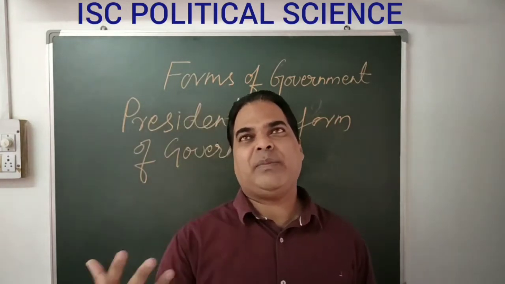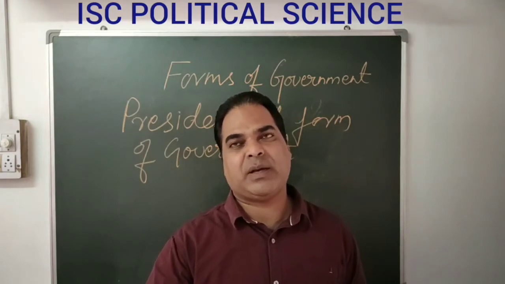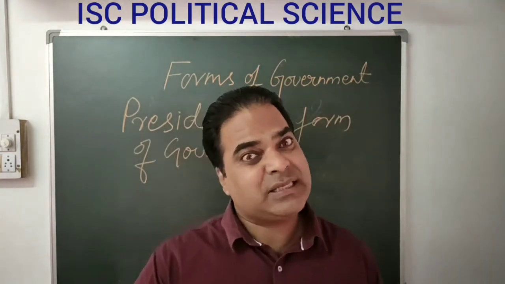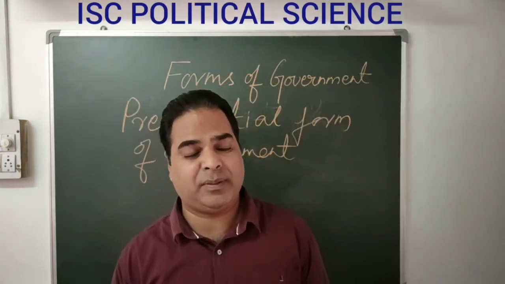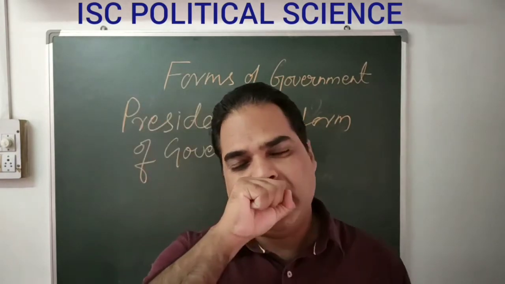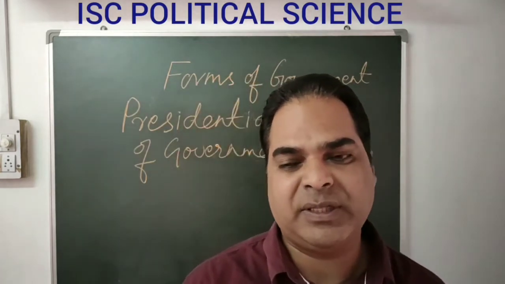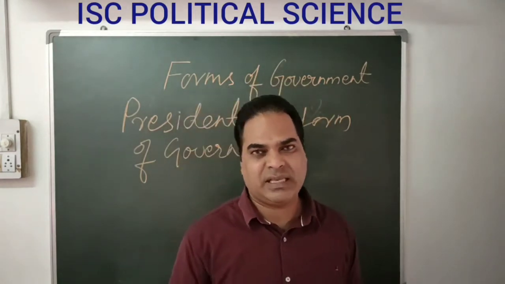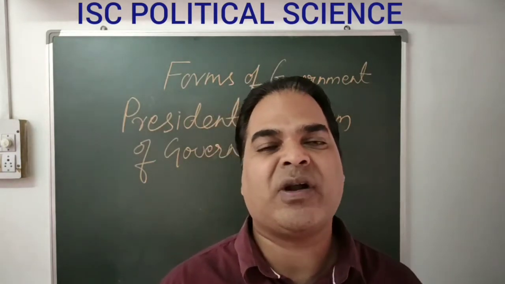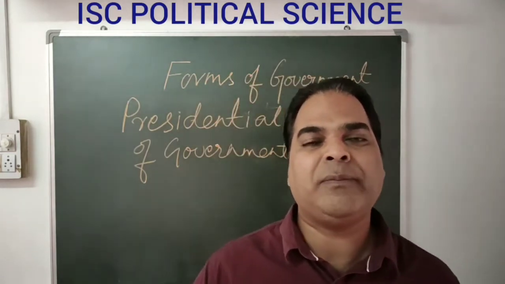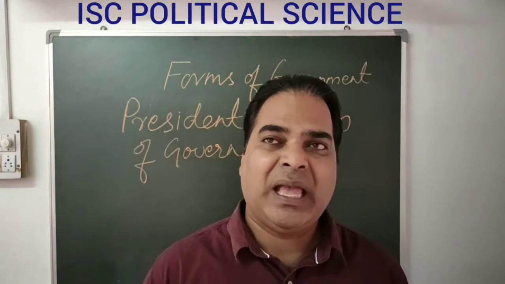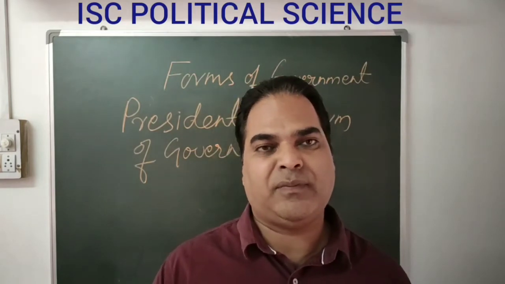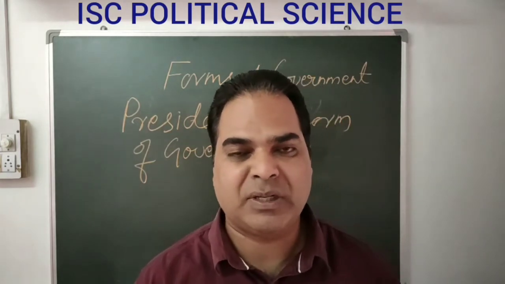Now let me tell you, in a parliamentary system elections take place and the party which comes in majority forms the government. But in a presidential form of government, elections take place differently. There are two houses in the US Parliament, which is also known as the US Congress: the House of Representatives and the Senate. The House of Representatives is the lower house, which consists of 435 members elected directly by the people of the 50 states. The Senate is the upper house. Its members are elected indirectly by the people of the 50 states. Altogether 100 members are there in the Senate.